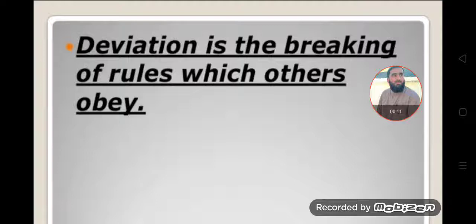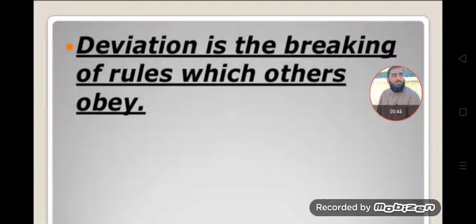Topic for today's lecture discussion is deviation. Dear students, it's the continuation of the previous lectures, that is foregrounding. We have defined what foregrounding is and what the devices of foregrounding are. We have two devices for bringing foregrounding effects in literary texts. The first one is deviation and the second is parallelism. Dear students, deviation is the breaking of rules which others obey.